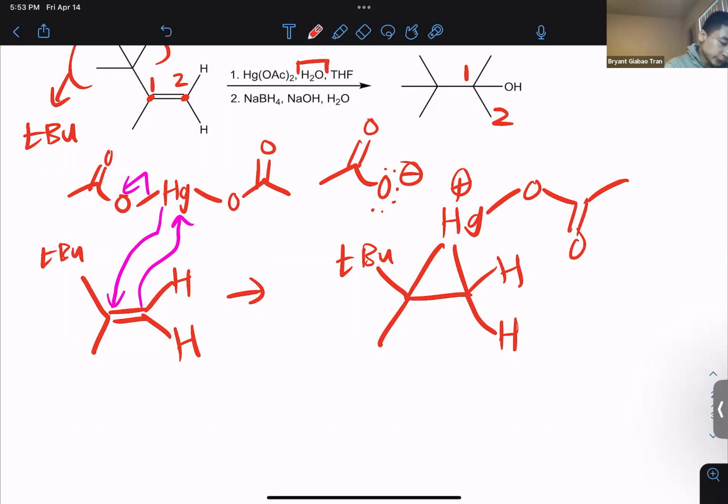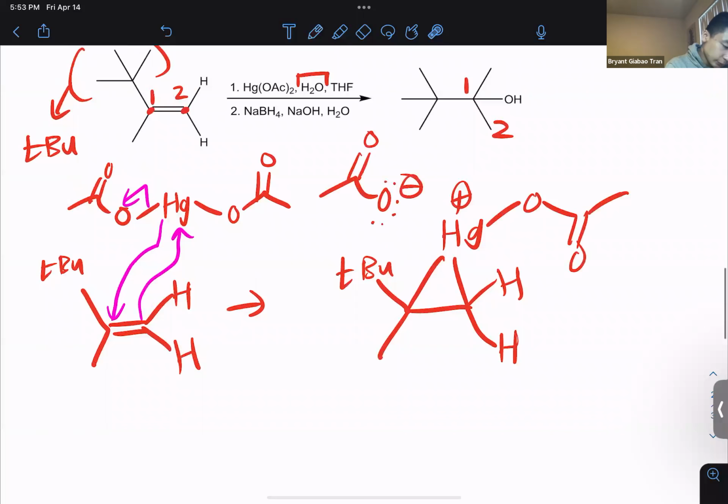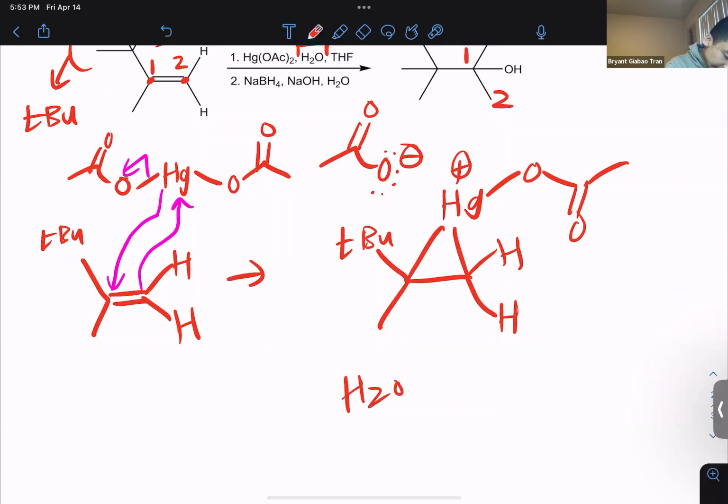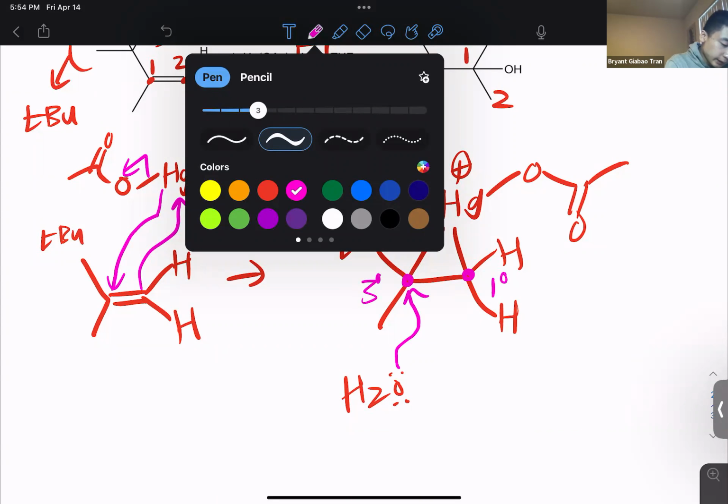So now we are going to bring in our water here, which is our nucleophile. And now we have to see which carbon of the ring would give us the more stable carbocation. Would it be the carbon that would give us a tertiary carbocation, or would it be the carbon that would give us a primary carbocation? It would be this carbon here that would give us a tertiary carbocation, because if we break this open, we form a tertiary carbocation. If we break this ring open here, that would form a primary carbocation. We want to form a more stable carbocation, so we are going to attack on the more substituted side of the double bond or the ring.